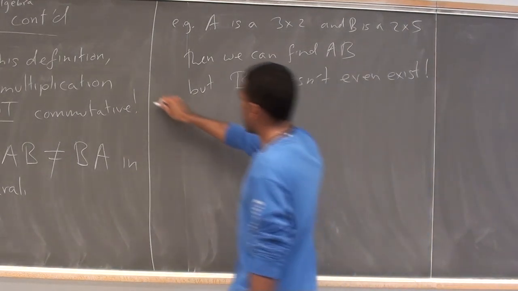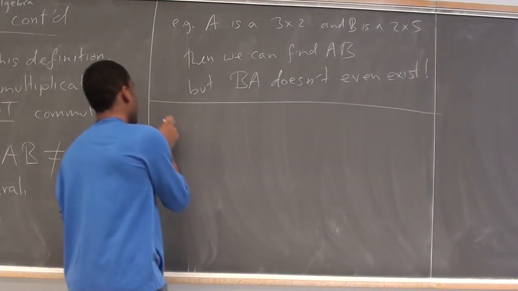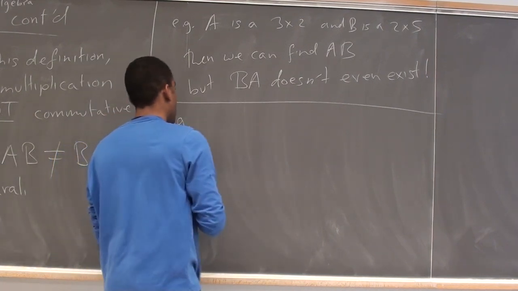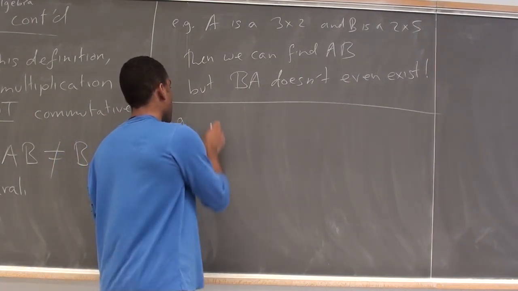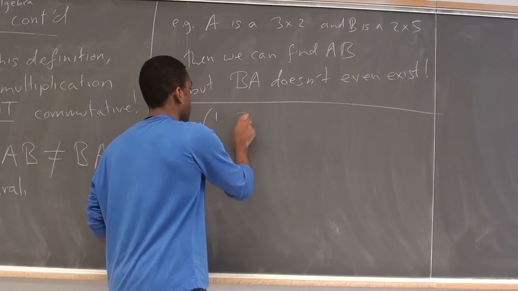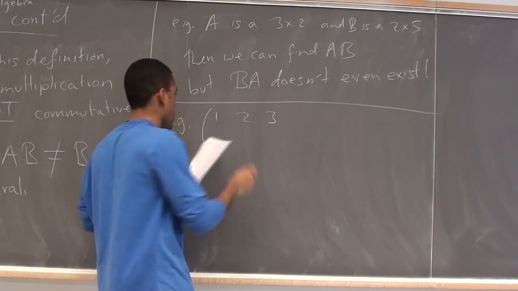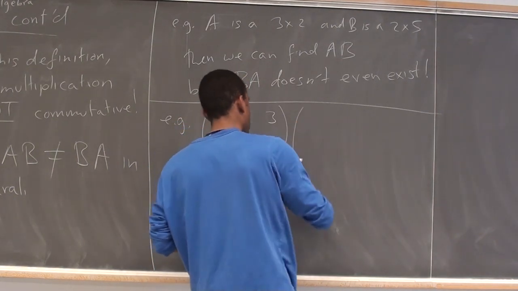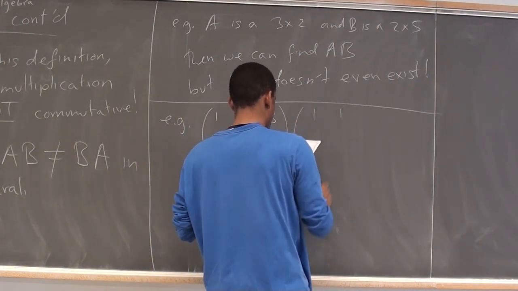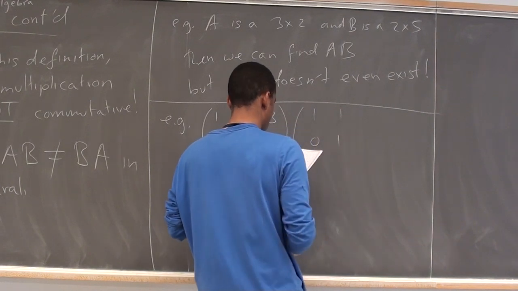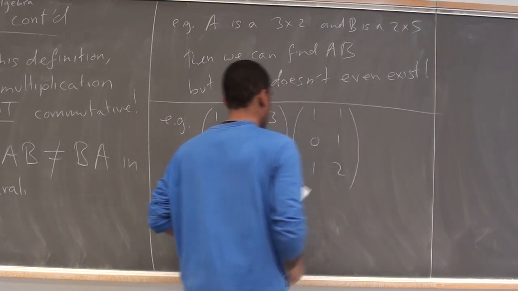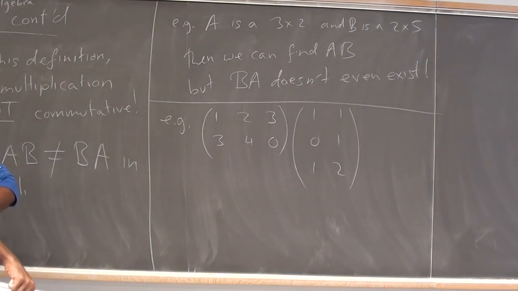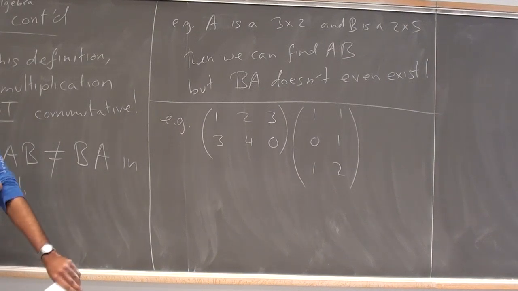So now let's do an example. Let's say I want to find the matrix 1, 2, 3, 0, and I want to multiply that by the matrix 1, 1, 0, 1, 1, 2. Is this a well-defined multiplication? Yes, it is.